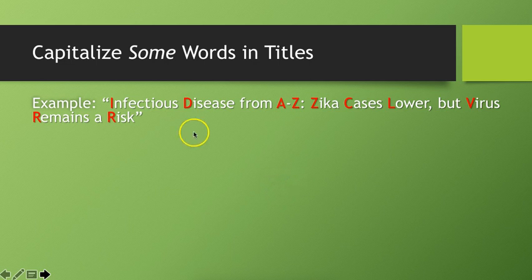So to give you an example here, Infectious Disease from A to Z: Zika case is lower, but virus remains a risk. The I is capitalized, D is capitalized. A through Z letters that appear on their own are capitalized. Zika is a proper noun. It's also the first word of the subtitle, so it's capitalized, etc.